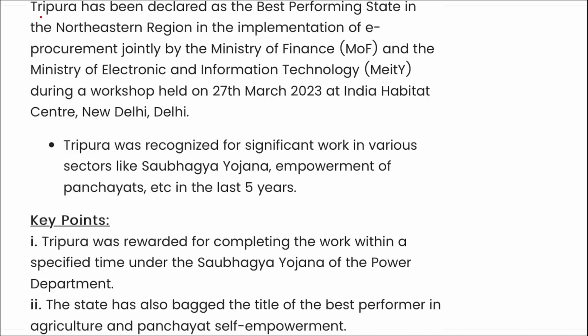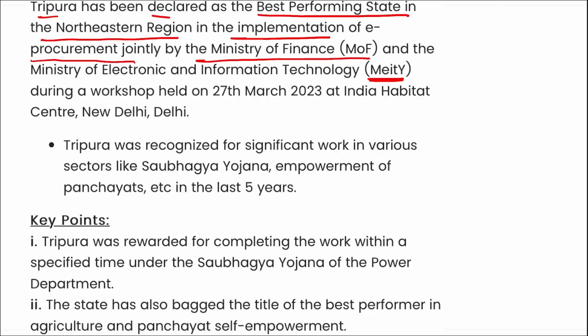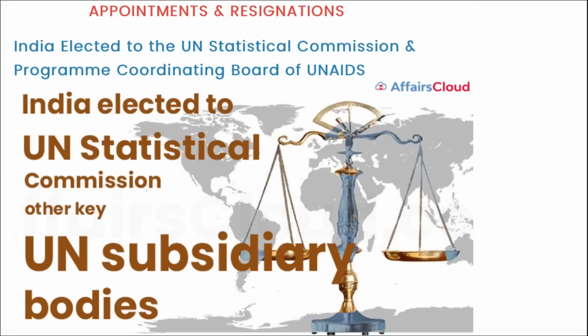Next, here you can see Tripura declared as the best performing state in the northeastern region in the implementation of e-procurement, jointly by the Ministry of Finance and the Ministry of Electronics and Information Technology during a workshop on 27th of March at India Habitat Center, New Delhi. Next is appointments and resignations.